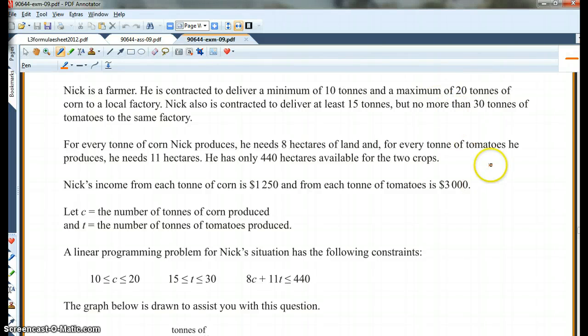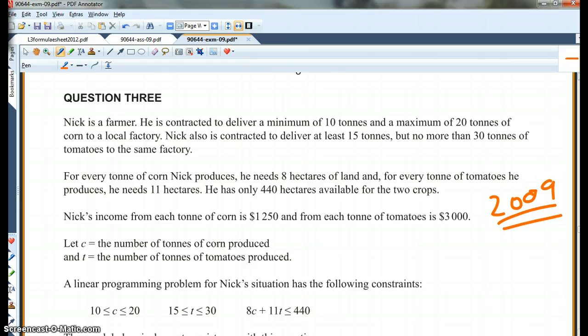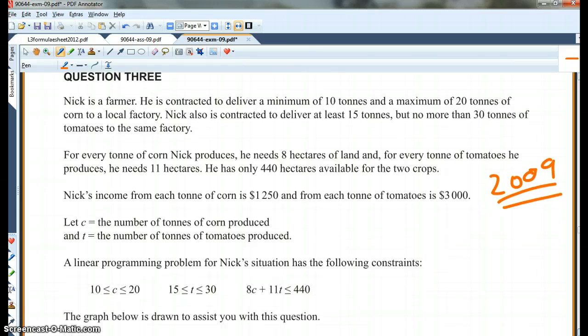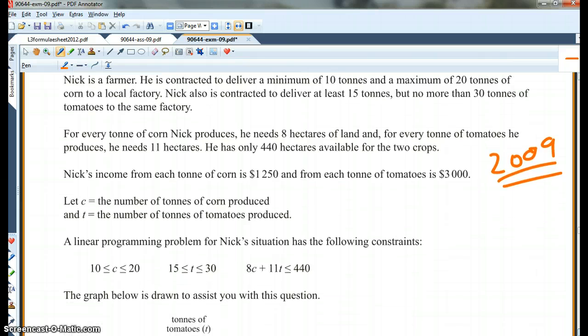So this is 2009. And the question that I am doing is actually question 3. Okay. So Nick is a farmer. He is contracted to deliver a minimum of 10 tonnes and a maximum of 20 tonnes. So that's between 10 and 20 of corn. So C is corn. Okay.